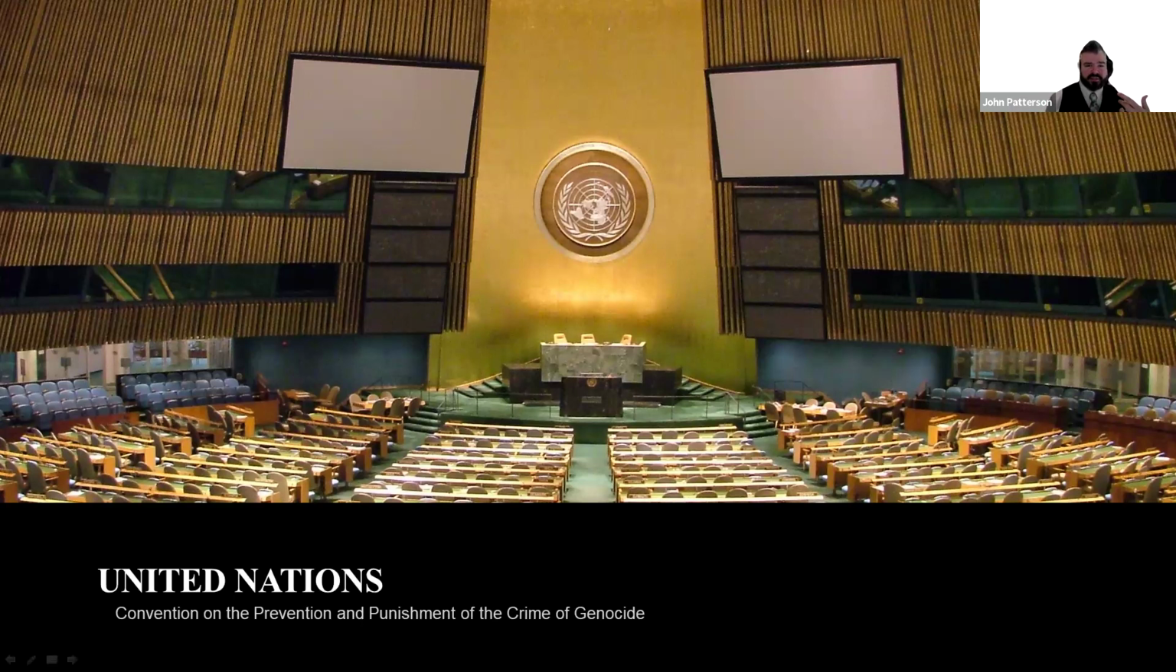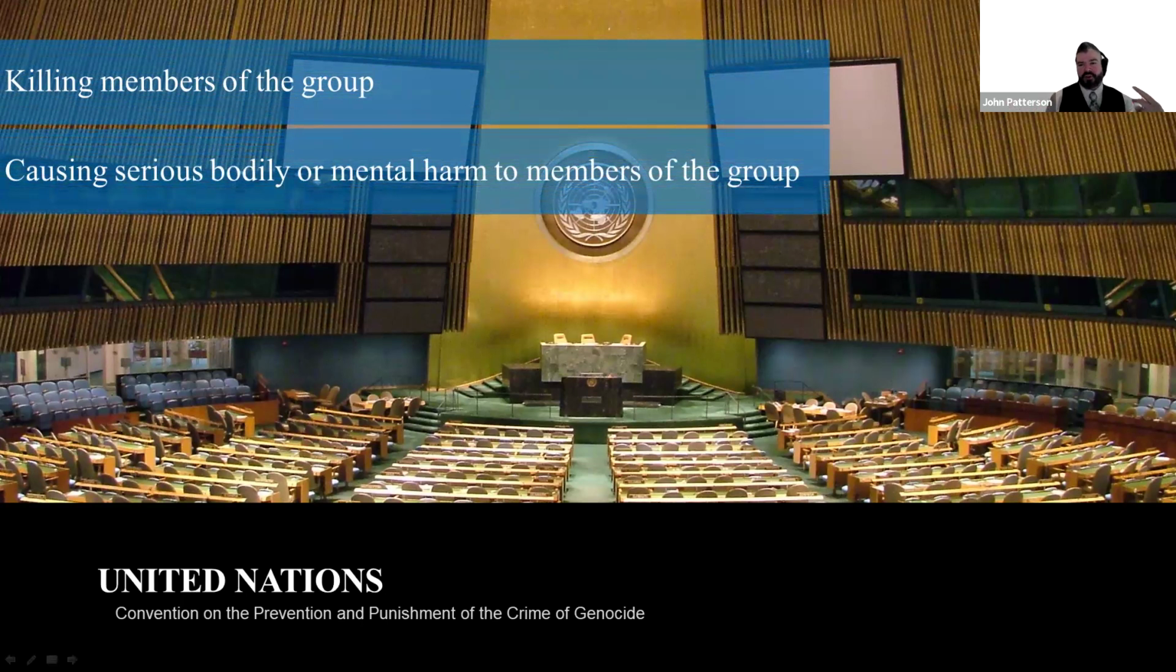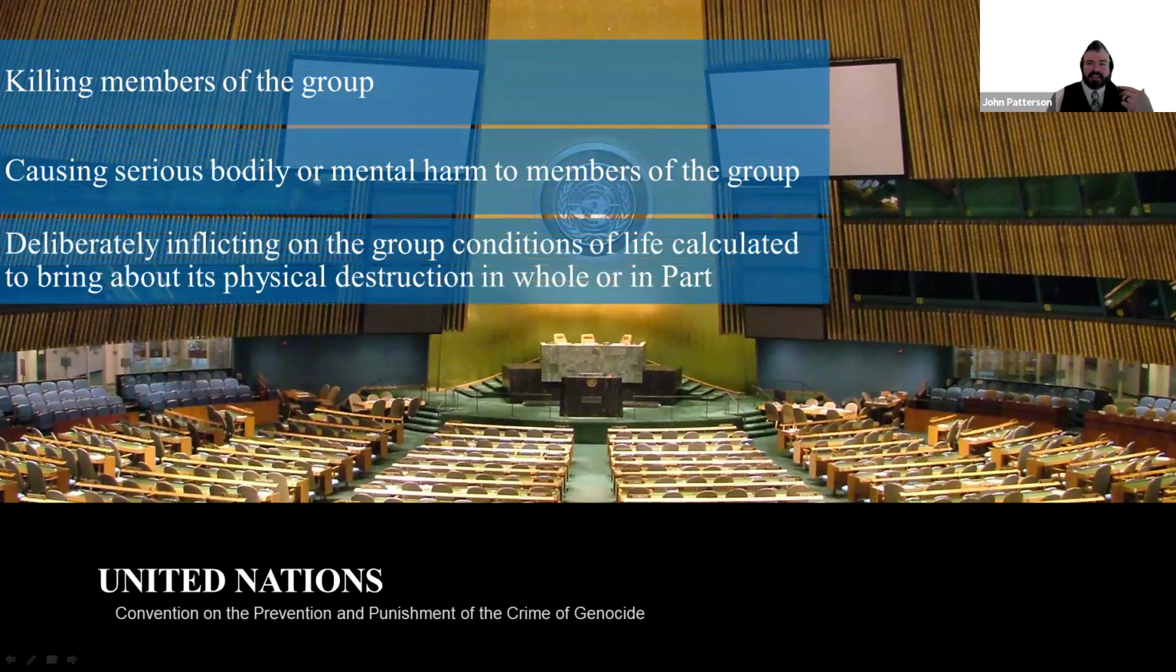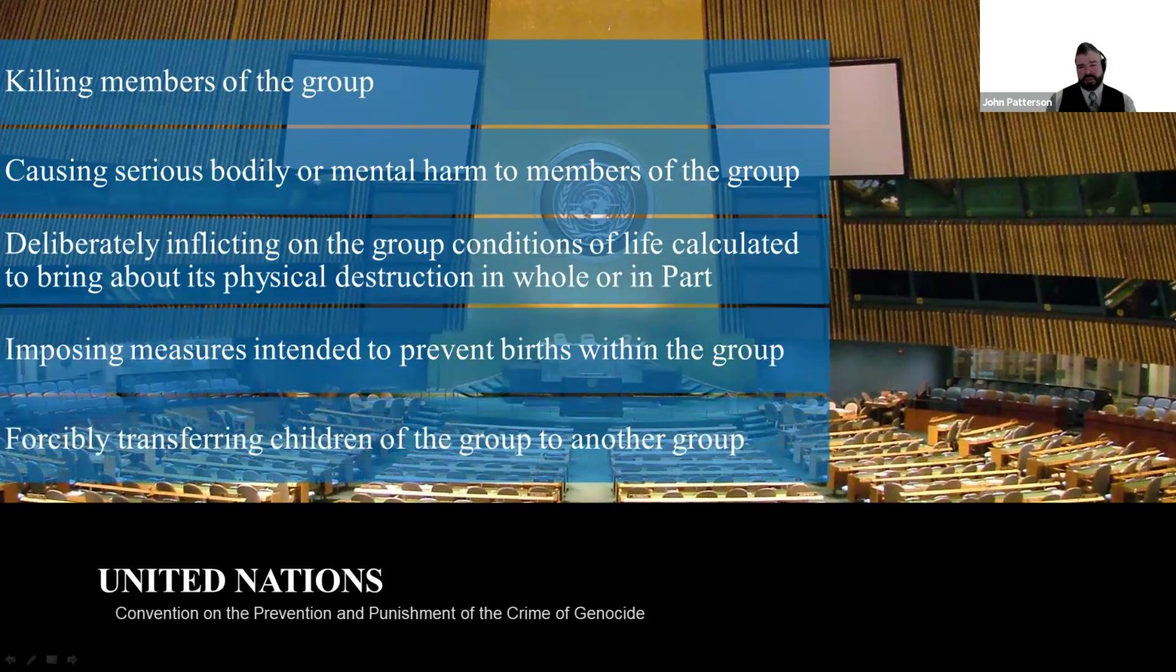So Article 2 of the UN Convention on the Prevention and Punishment of the Crime of Genocide: genocide means any of the following acts committed with the intent to destroy in whole or in part a national, ethnical, racial, or religious group. Please note that the 5 acts include killing members of the group, causing serious bodily or mental harm to members of the group, deliberately inflicting on the group's conditions of life calculated to bring about its physical destruction in whole or in part, imposing measures intended to prevent births within the group, and forcefully transferring children of the group to another group. We should note that you do not have to do all 5 acts that constitute genocide, just one of these.